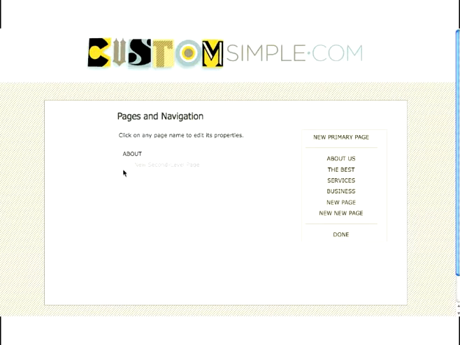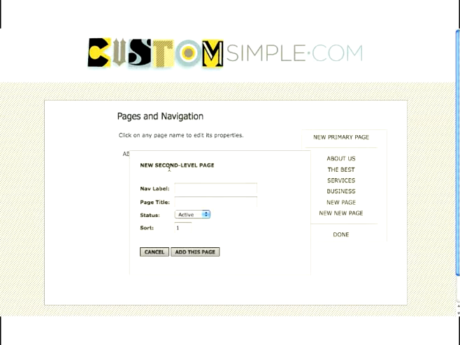So if we want to add secondary navigation, let's just go ahead and stick in the About section here since we're already there. All we would do is go to this new second level page, click on that, and again fill out our nav label. Let's call this second level. Let's make our nav label and our page title match. Again, let's set this as active as opposed to inactive, and set our sort order as 1.